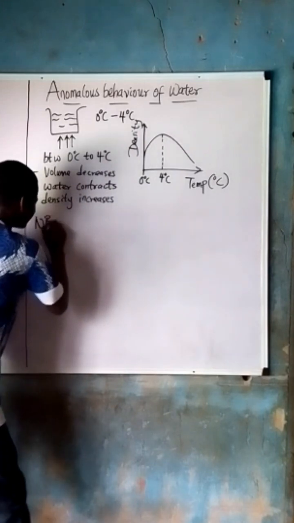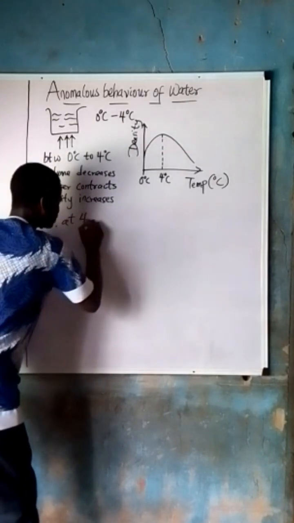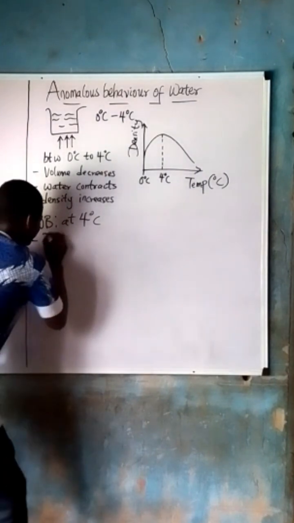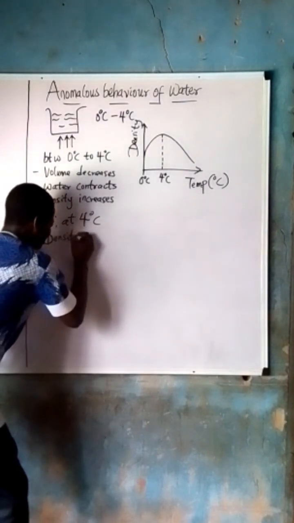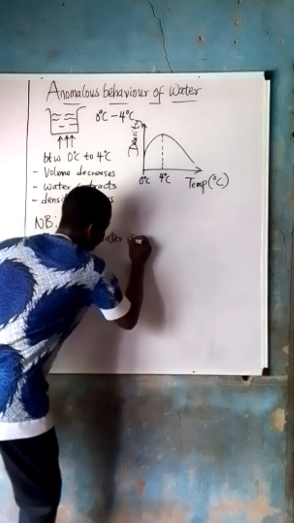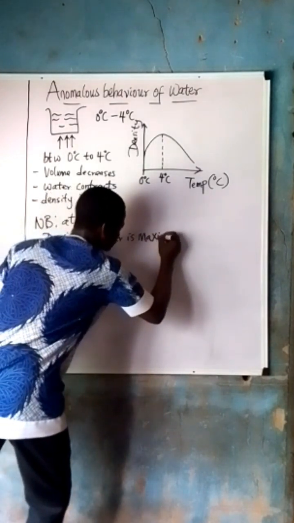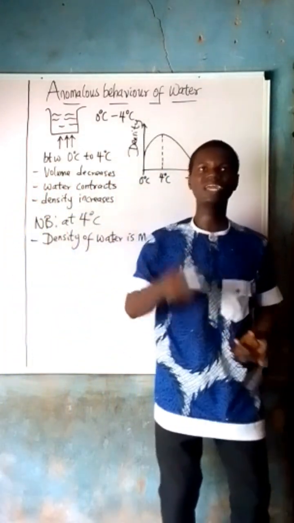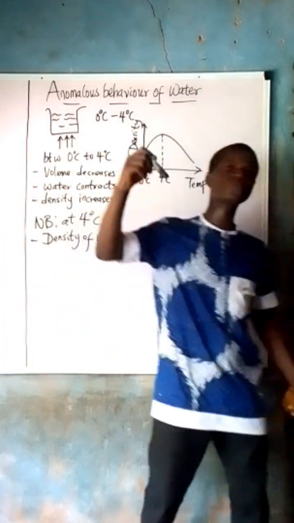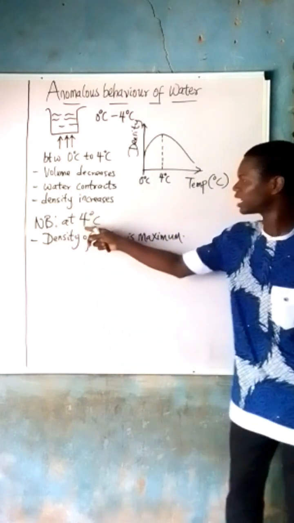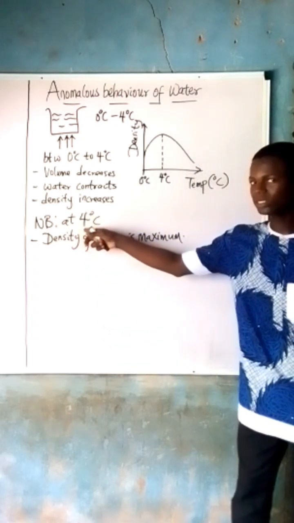So what should you note? Note that at 4 degrees Celsius, first thing first, density of water is maximum. This must be noted. Density of water is maximum. So if they ask in an exam condition, at what temperature is the density of water maximum? What is the answer? 4 degrees Celsius.